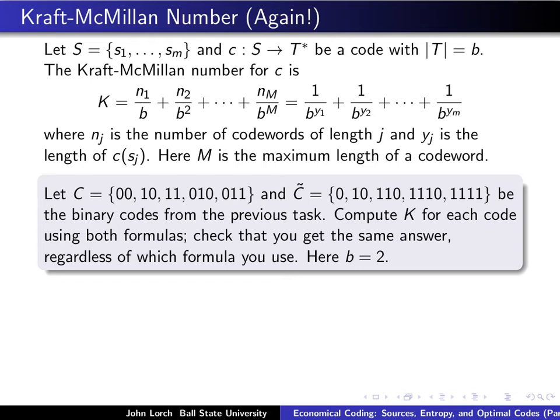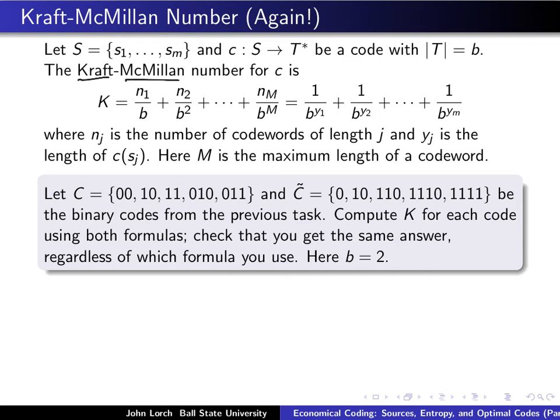So the discussion that we've had over the last couple of slides leads to a natural question, and that is, if I have a source, how do I choose a code that will make my average code word length small? So we're going to need to address that question, and in order to do that, we need a reformulation of this Kraft-Macmillan number that was introduced a few videos ago.